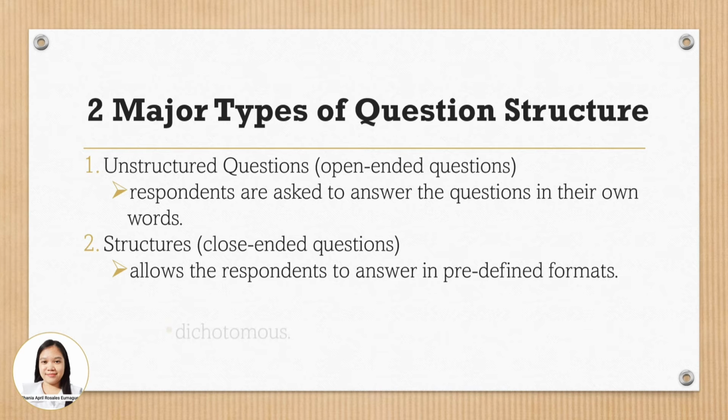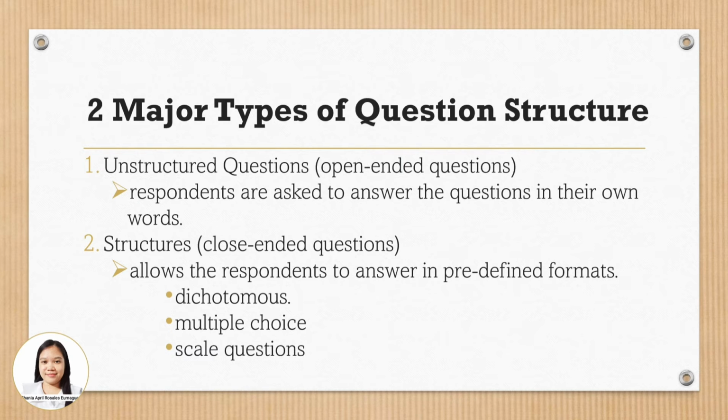The first one is the dichotomous. Sa dichotomous, meron ka lang 2 alternatives, yes or no, male or female, married or single. Sa multiple choice, parang pinarami lang siyang dichotomous, mas marami kang alternatives and you can choose more than one. The last one is the scale questions. This is the most common na nakikita natin sa mga questionnaire. Ito yung mga range, yung 1 to 5 as 1 is the lowest and 5 is the highest.